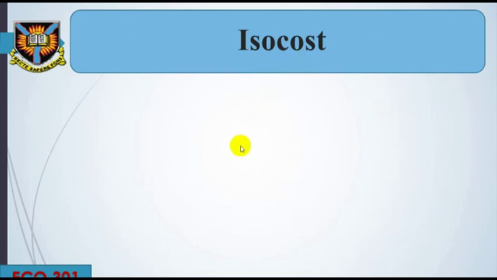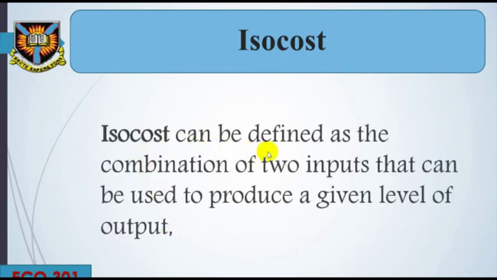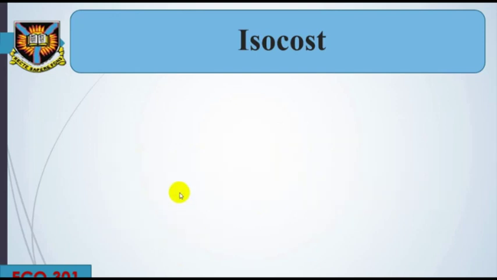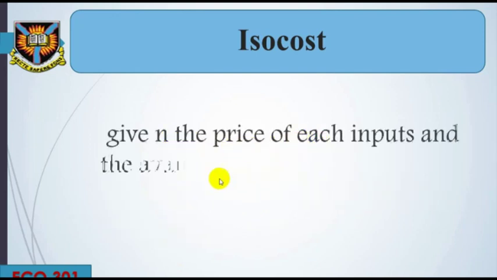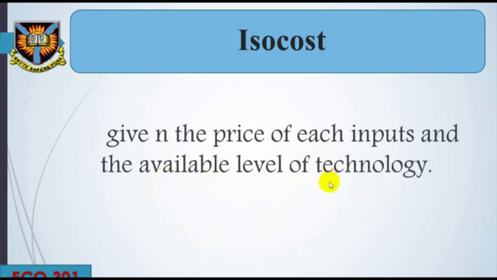Isocost. Isocost can be defined as a combination of two inputs that can be used to produce a given level of output, given the price of each input and the available level of technology.